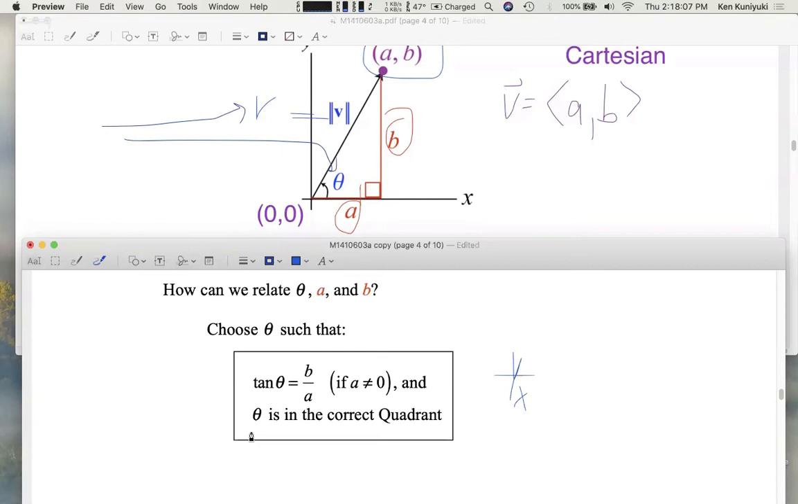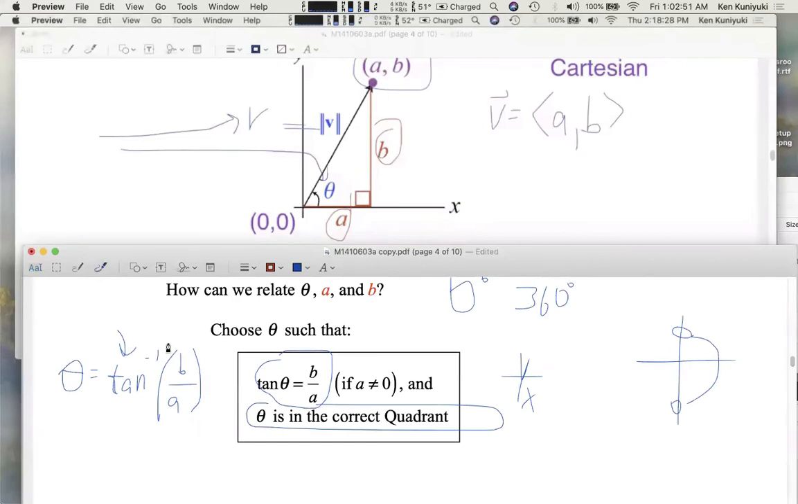Now, I have another note here. Make sure that theta is in the correct quadrant, because you might be really tempted to say, well, if tangent of theta is b over a, can't I just say that theta is the inverse tangent of b over a? Well, that's true if b over a is positive and theta is in quadrant 1. But in other cases, you better be careful.